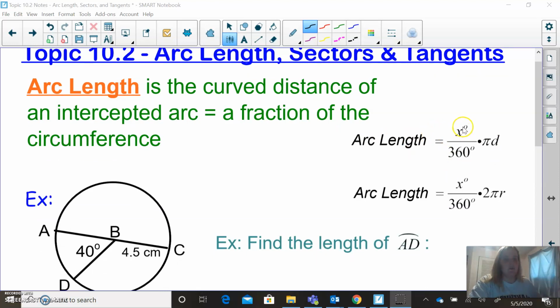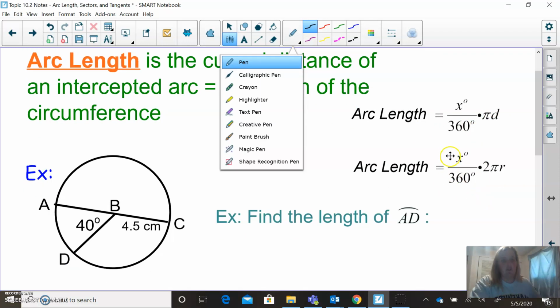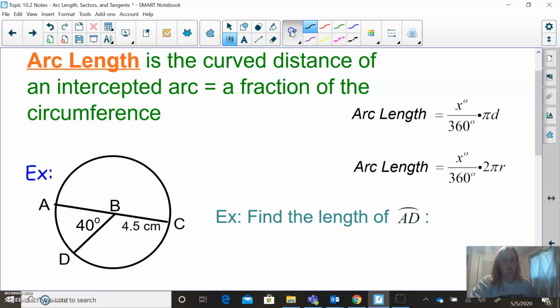So arc length is equal to the degree, okay? So the 40 would go in for x, divided by 360, which is the entire circle, because the entire circle is 360 degrees, times pi times the diameter, which is that circumference, okay? And then also x divided by 360, so the 40 divided by 360 times 2 pi r, and r is the radius. Depending on what type of information you're given in the problem will determine whether you use the formula with diameter or the formula with radius.